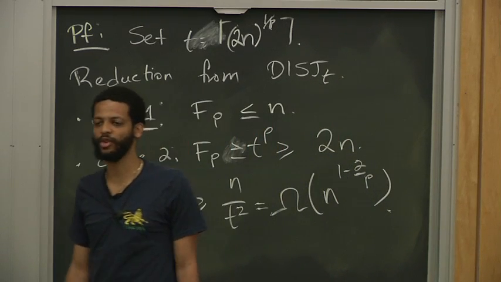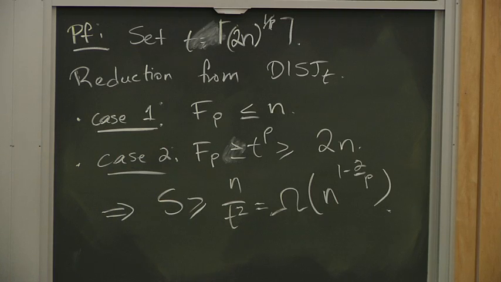So once you have the disjointness lower bound, it's straightforward to use it. The hard part really is proving the disjointness lower bound.